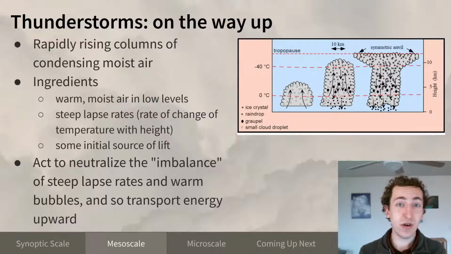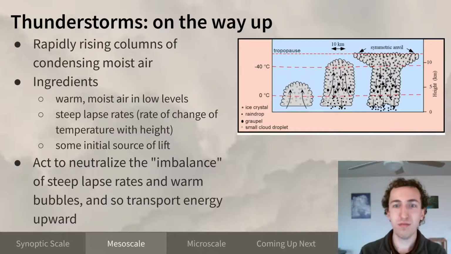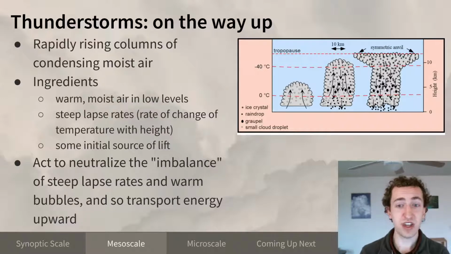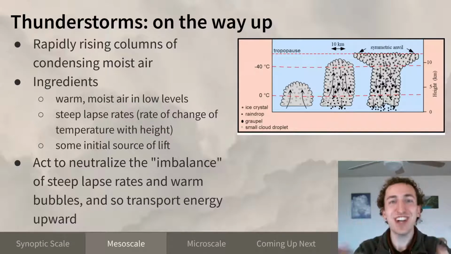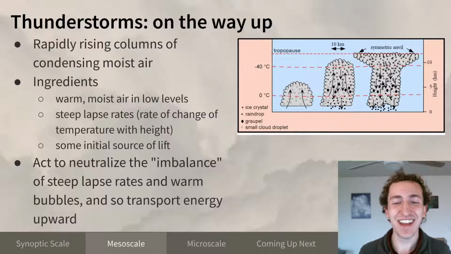And the ingredients that go into thunderstorms are warm, moist air in low levels to have that source for this rapidly rising column of moist air. We have to have steep lapse rates so that there's enough buoyancy for this to actually happen so that this air can move up, because if lapse rates, or the rate of change of temperature, aren't steep enough, it doesn't change enough, there isn't enough buoyancy so that these parcels of warm moist air can't go up. Again, I'm doing this gesture a lot, but that's what upward motion in the atmosphere looks like.